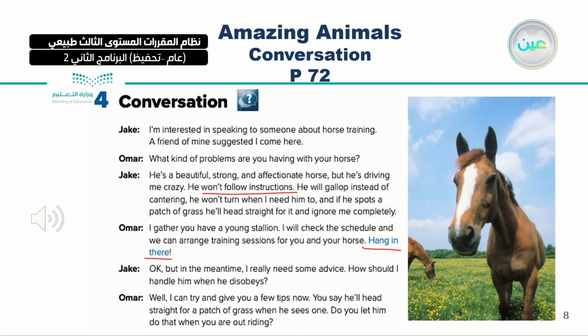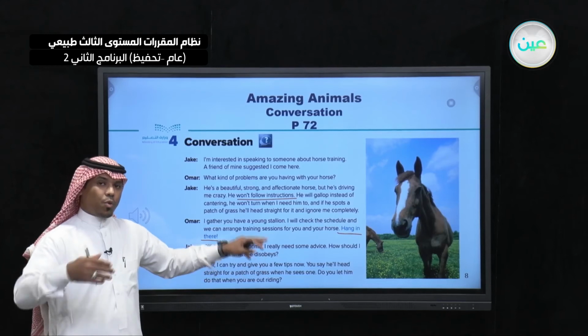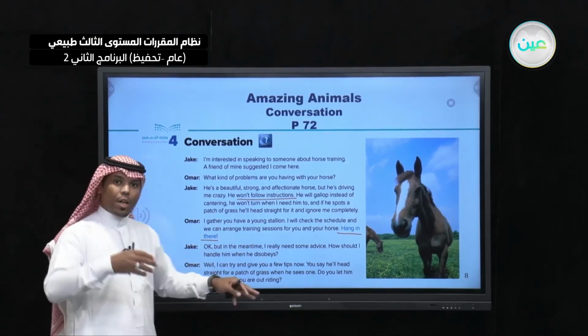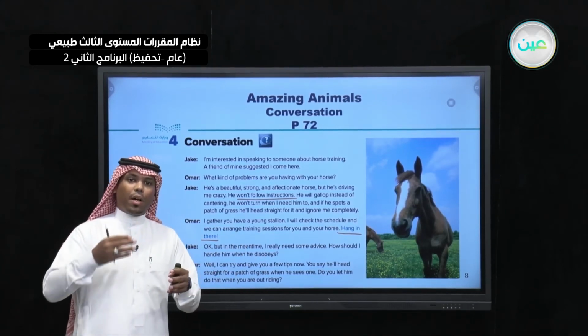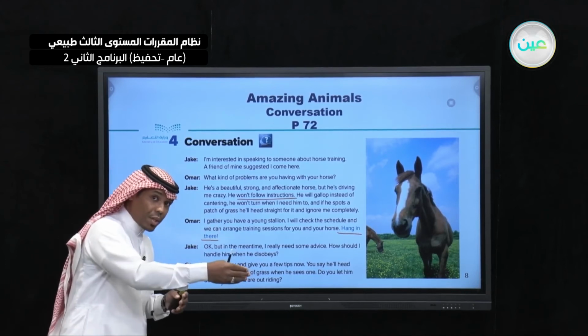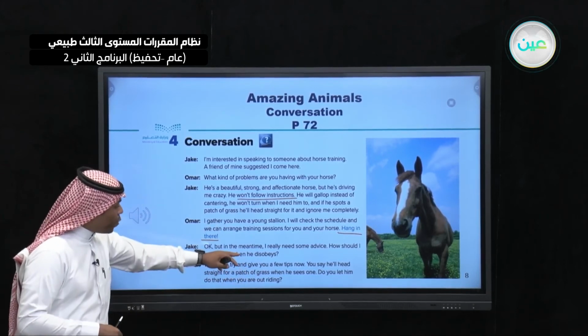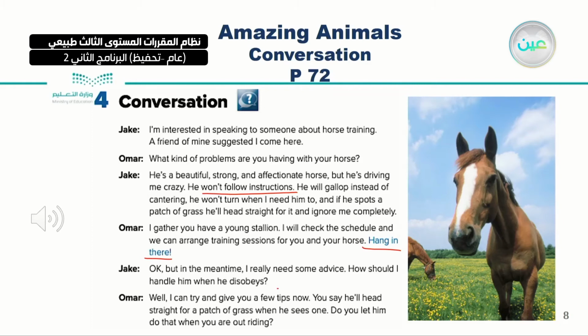And Jack said, but in the meantime, I really need some advice. How should I handle him when he disobeys? What does it mean, disobey? To disobey means that you cannot obey, you cannot follow instructions. So disobey means here, do not follow instructions, or something like that.